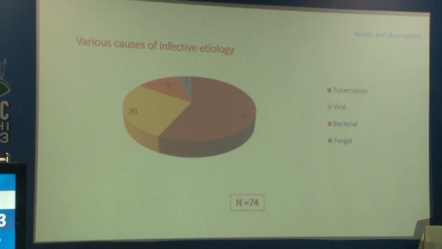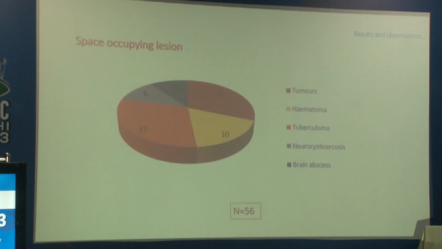CSF analysis revealed high lymphocyte count, high protein level, and low sugar level among them. Viral infection of the central nervous system in the form of viral encephalitis and meningoencephalitis was found in 20 cases. There were only 3 cases of fungal infection, as the weather in the study location is relatively dry and cold. Among space-occupying lesions, the most common were tumor and tuberculoma. Intracranial hematoma following trauma was found in 10 cases. There were 6 cases of brain abscess and 6 cases of neurocysticercosis.